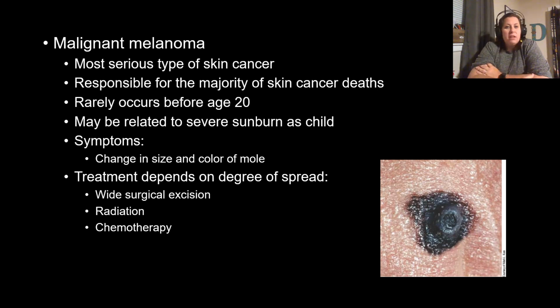It rarely occurs before the age of 20. It may be related to severe sunburns, though, as a child. You might not have very many sunburns as a teenager or an adult, but if you had severe sunburns as a child, it could trigger this. Symptoms are where you see a change in size and color of a mole, and so this is why it's really important that you pay attention to those.